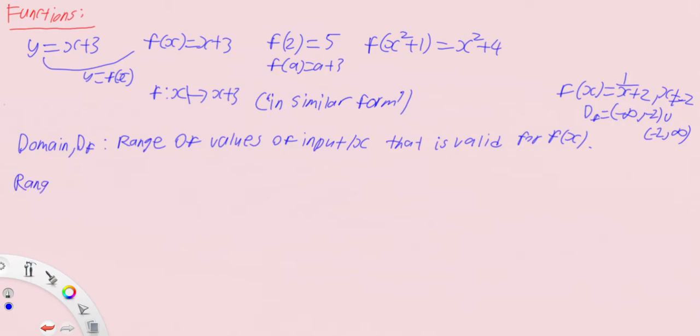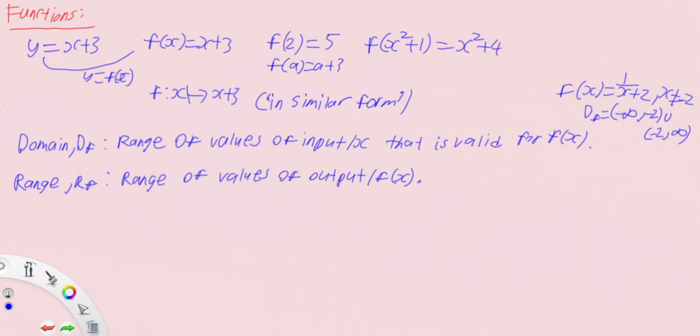Your range will be the opposite. Again, we can represent the range as Rf. It's the range of values of f(x), basically your output. So for every valid x, basically out of your domain. Let's say we use the original example, f(x) equals 1 over x plus 2. We know that x cannot be negative 2. So for this function, the range of f will basically be negative infinity to infinity.